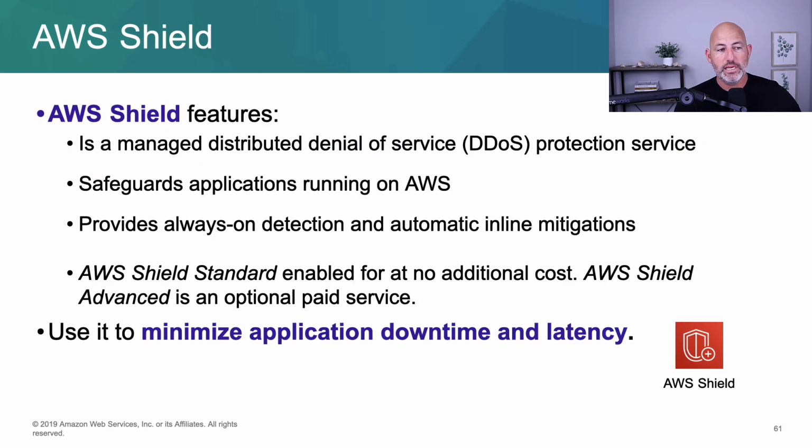AWS Shield is a managed distributed denial of service protection service. So it protects you from people trying to attack your site with a distributed denial of service. It's got safeguards for applications running on AWS and provides always-on detection and automatic inline mitigations. Standard is included, and the advanced one is an optional paid service. You can use it to minimize downtime and latency.